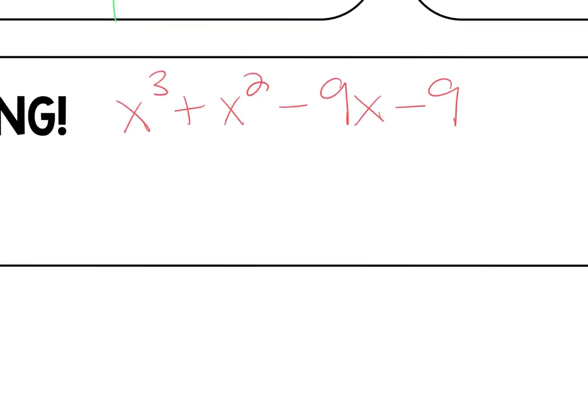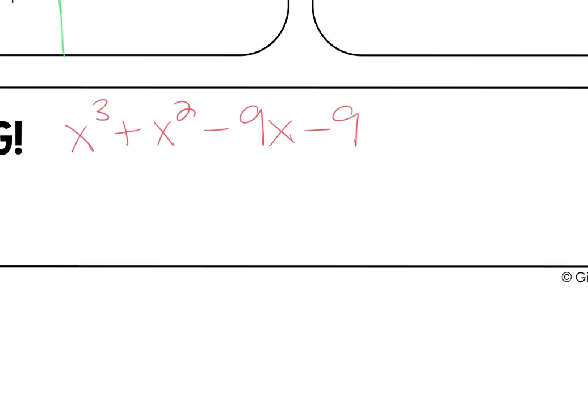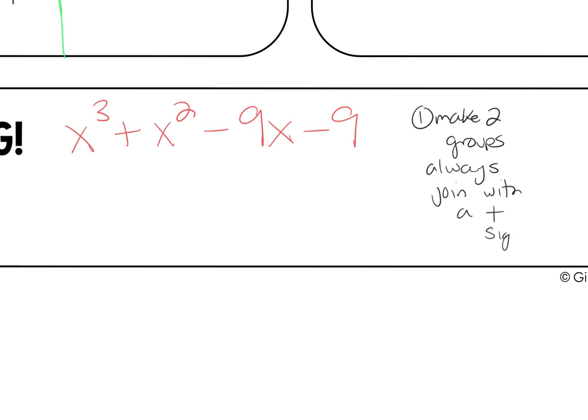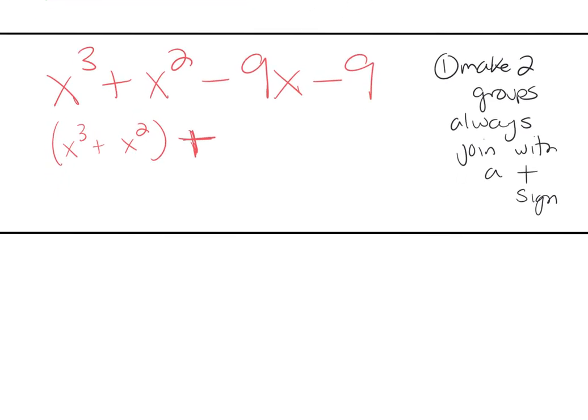Okay, when you have 4 terms, you guys, we have to make groups. So the first thing we're going to do is make 2 groups. Always join them with a plus sign. So in this case, I'm going to make my first group x cubed plus x squared, plus. You have to join these 2 groups with a plus sign. Slide the last 2 terms in the last set of parentheses. Negative 9x minus 9.